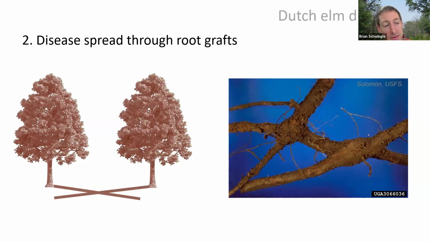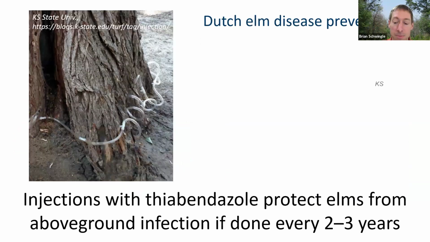This underground movement of Dutch elm disease is actually the minority of cases. Maybe 10% of the disease spreads through the roots, whereas 90% of Dutch elm disease moves above ground. Whereas with oak wilt, it's the opposite. But I'm not quizzing you, so you don't need to worry about remembering that.